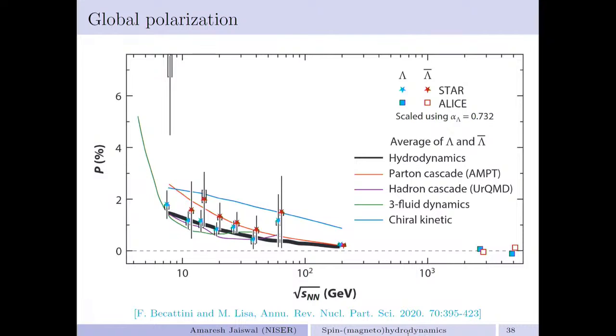Almost all the theory calculations, okay. These theory calculations use something called thermal vorticity. I will discuss what that is, okay, later on. But the point is that all theory calculations which use this particular component of spin hydrodynamics, okay, agree with this result for global polarization, which is along the angular momentum, the y component of the angular momentum basically.